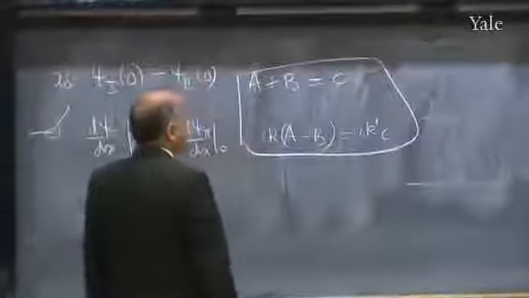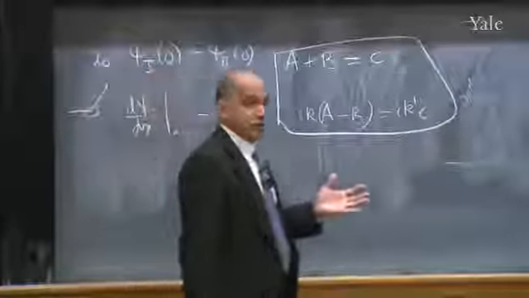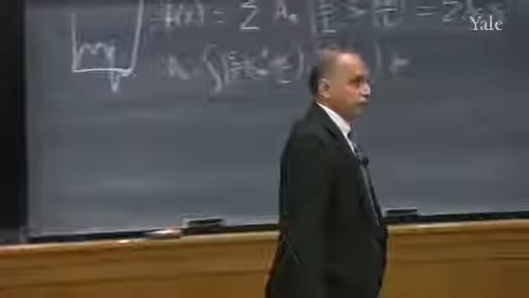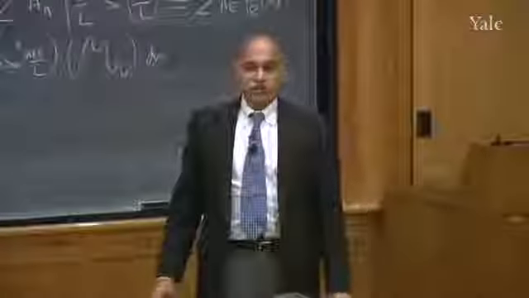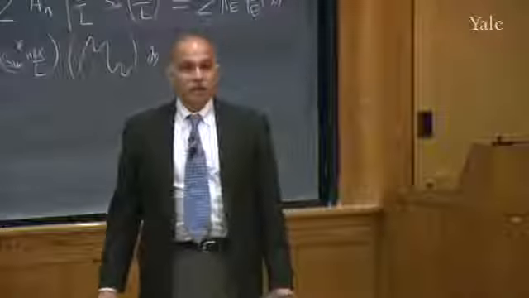Now, what causes mild panic is that I have three unknowns and two equations, because I have A, B, and C, and only two equations. So what do you think is going on? Anybody have an idea?